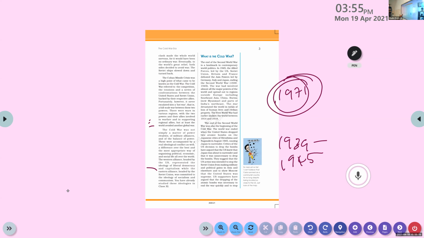A huge number of people died in that war. Even in the case of Nazi Germany, we know about the massacre of the Jewish people. Clear or not? The Holocaust. You have studied about that.